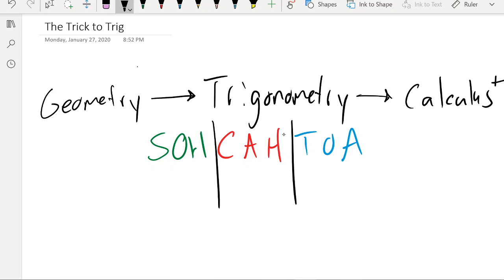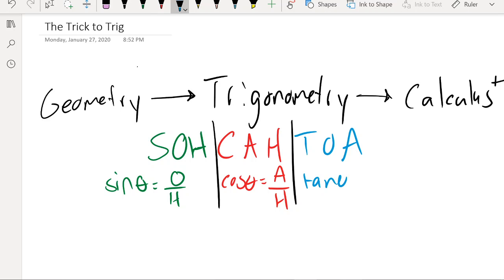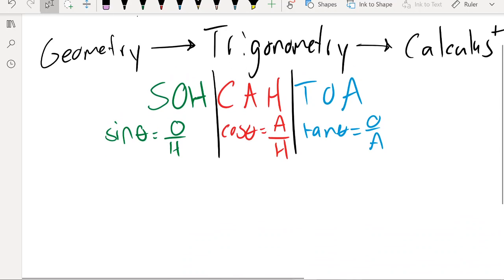No, it stands for the three trig formulas, and of course there's more than three, but the three sort of foundational trig formulas, if you will, are sine of theta equals opposite over hypotenuse, cosine of theta equals adjacent over hypotenuse, and tangent of theta equals opposite over adjacent. Right? Three foundational trig formulas.